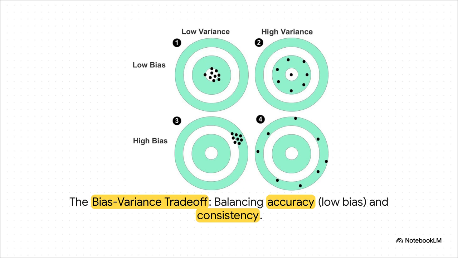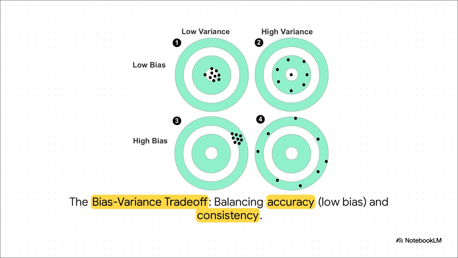Another huge challenge is something called the bias-variance trade-off. These targets make it super easy to understand. Bias is about accuracy. Variance is about consistency. So top left, you've got low bias and low variance. You're hitting the bullseye every single time. That's the dream. Top right, you're accurate on average, but your shots are all over the place. That's high variance. Bottom left, you're super consistent, but you're consistently missing the target. That's high bias. And of course, bottom right is the worst of both worlds, inaccurate and inconsistent.